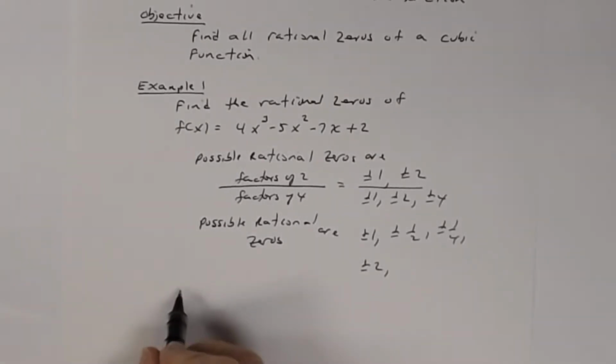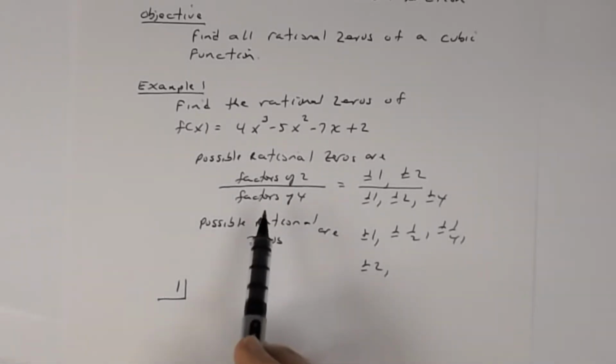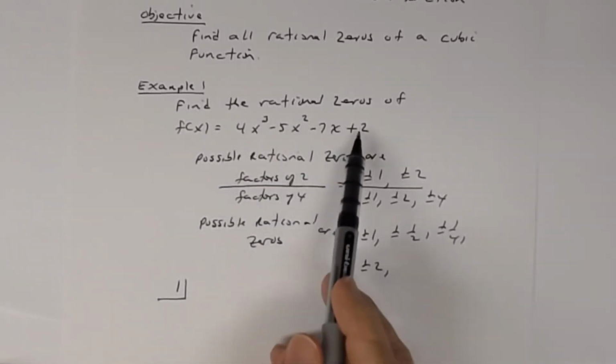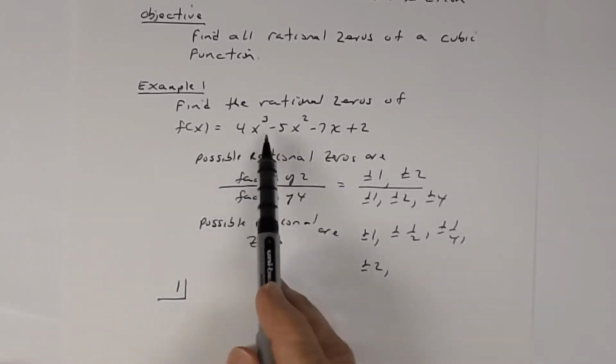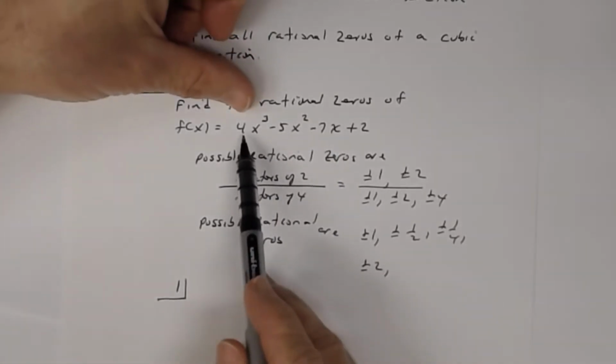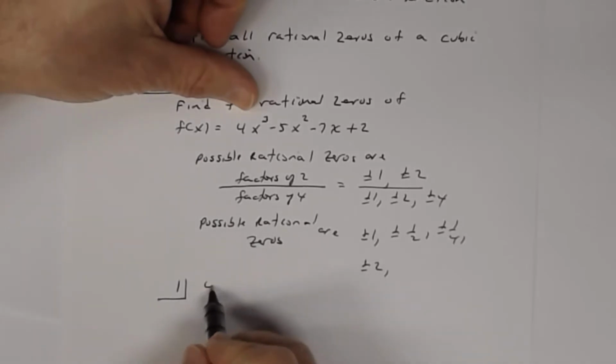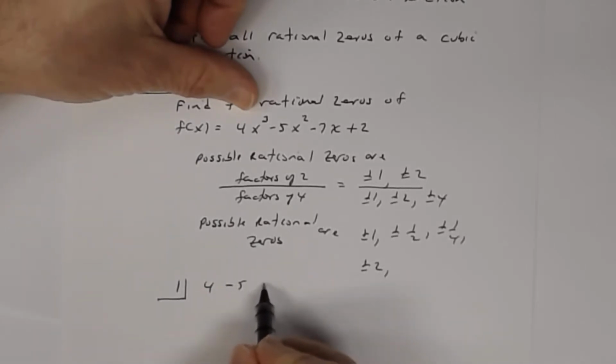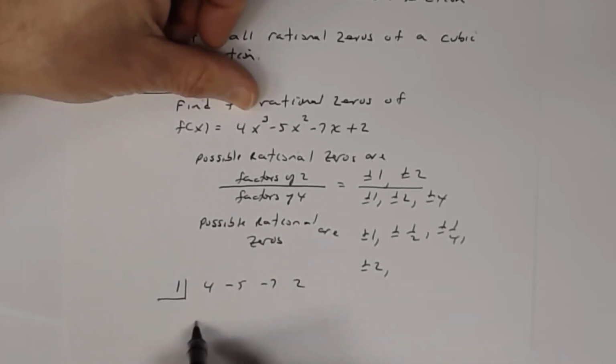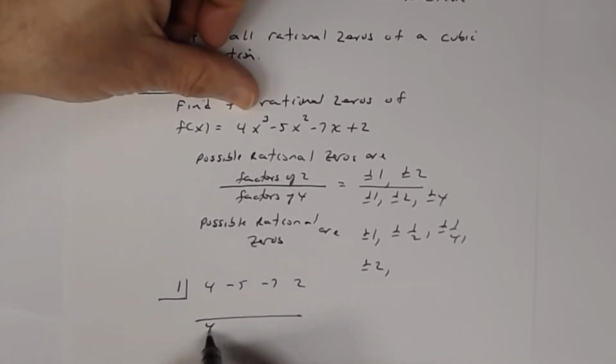Okay. So let's try one using synthetic division. Now remember, when using synthetic division, if there's any missing term, you got to use zero. Remember that? And it's got to be in descending order. So it's already in descending order, and I don't have any missing terms. So 4, -5, -7, 2. So remember, you bring down the 4, and then you multiply. 4 times 1 is 4.